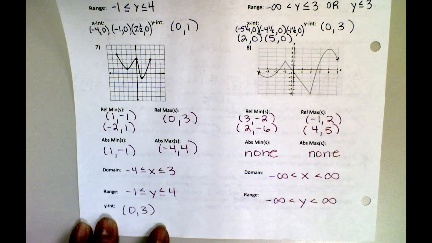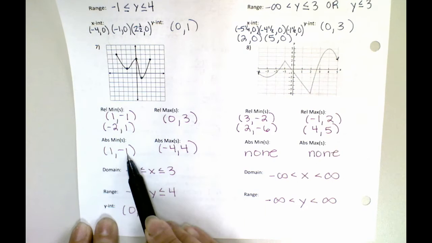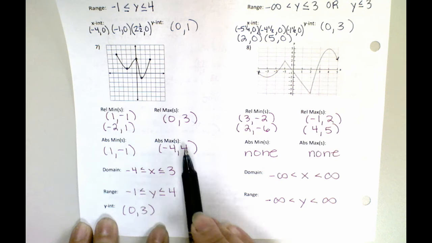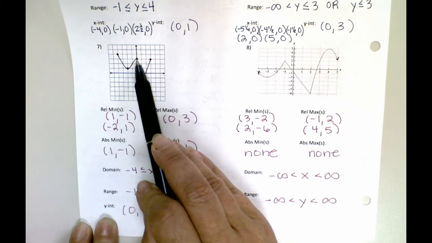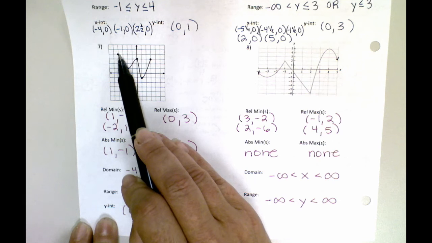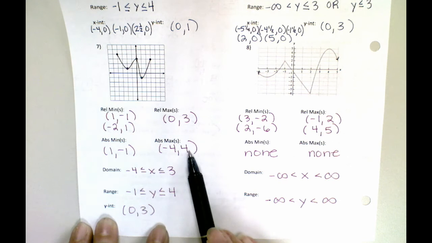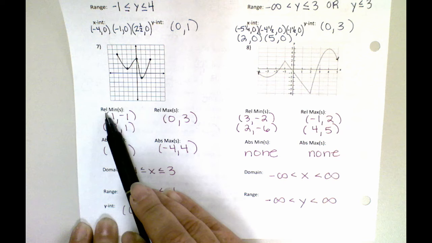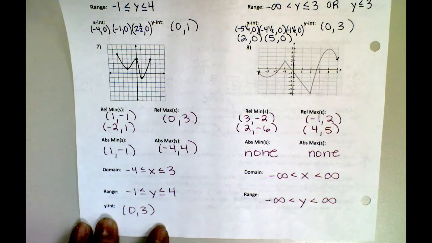Absolute min means very lowest point on the graph. The very lowest is right here, 1, -1. Absolute max, very highest point. Don't say this guy. This guy is up higher. It's an endpoint, but that's okay because this is absolute. No endpoints on relative max and min. Absolute, you can certainly use the endpoints. So -4, 4 on that one.